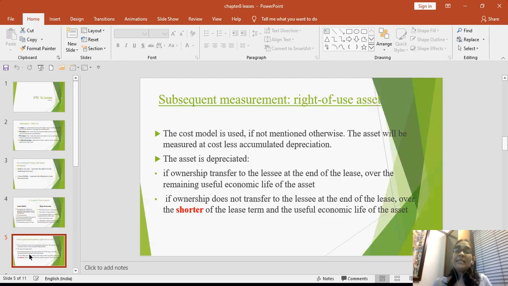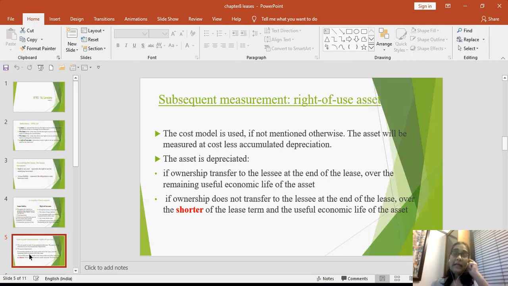The lease term is the period of the lease. Now, if the ownership is going to be transferred to the lessee at the end of the lease term, then the depreciation would be charged over the economic useful life of the asset.